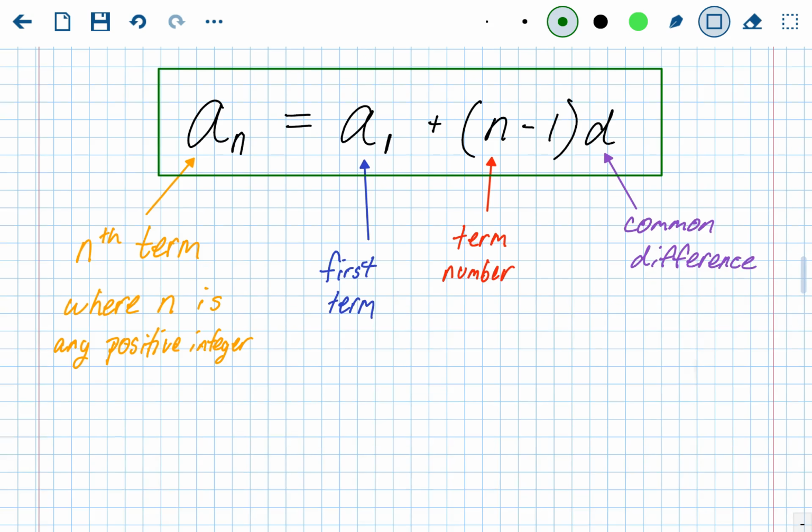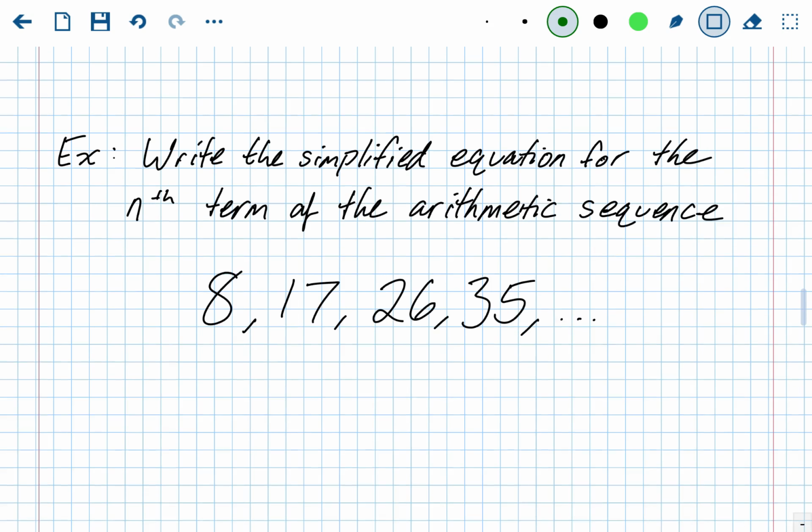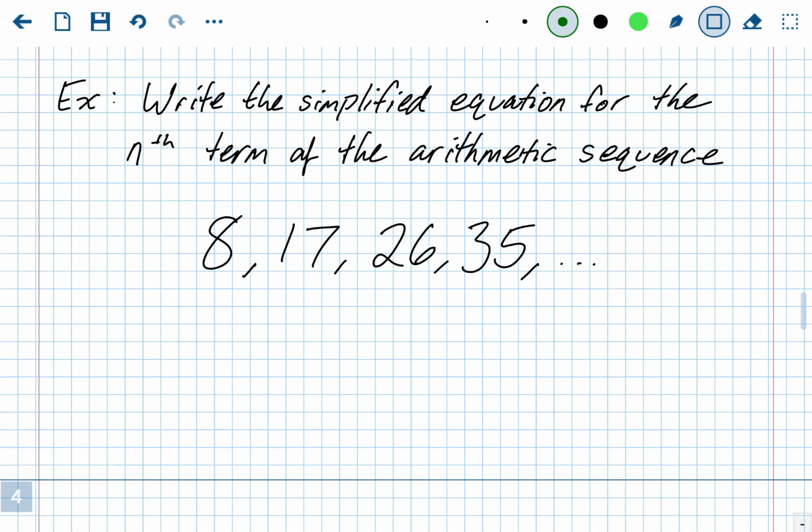So how do we use this formula? Let's look at a problem. Write the simplified equation for the nth term of the arithmetic sequence 8, 17, 26, 35, and so on. That ellipsis means the pattern continues. If you're trying to write the equation, you need to know two things: the first term and the common difference. Symbolically, we need a sub 1 and we need d.